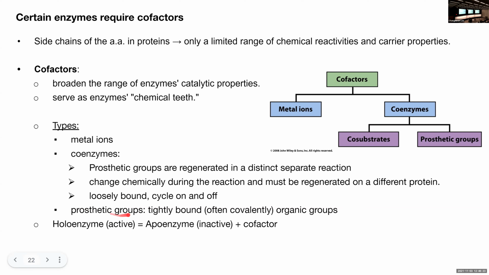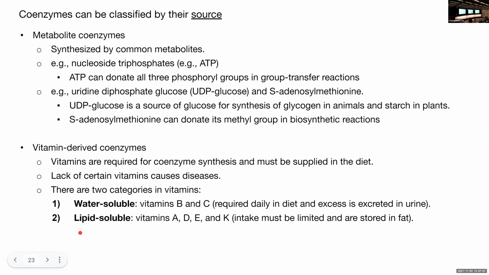And especially the prosthetic groups, the small functional groups, are tightly bound and often covalently bound to the organic groups to make the enzyme active. And enzymes, especially those which involve cofactors, are called holoenzyme, which is an active form, and that is basically an apoenzyme, which is an inactive form without cofactor, and the cofactor. So when you put it together, making it into active form, again, that'll be called holoenzyme. Any questions so far?